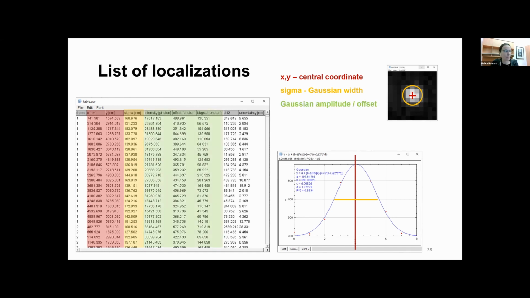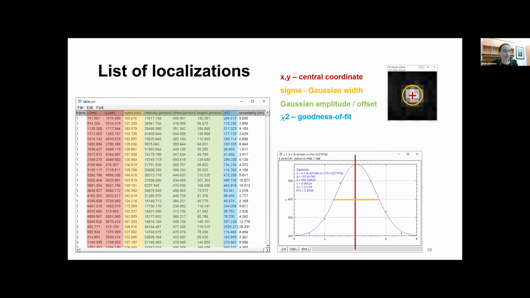Then you have a few other fitting parameters, which is the intensity. So that's in principle the amplitude, the height of that Gaussian. You furthermore have the offset due to background, and you also have a parameter which is called the standard deviation of the background as well.